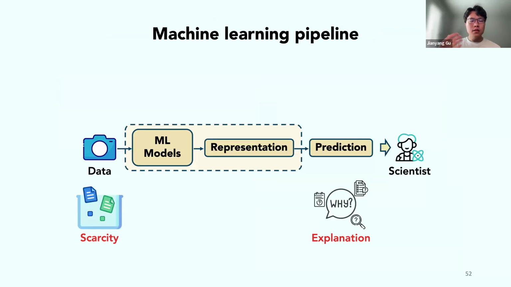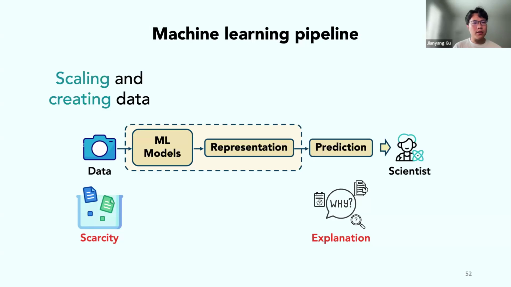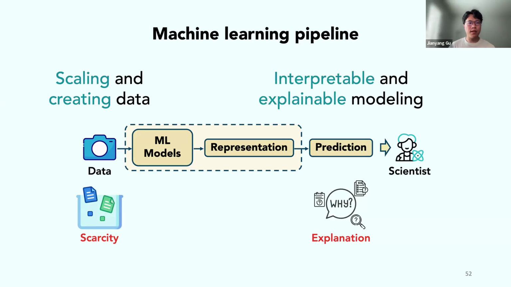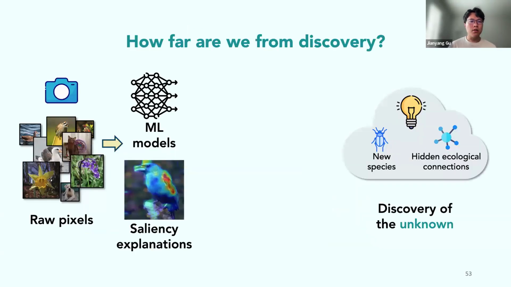Yeah, so again, let's do a quick summary. In this talk, we introduced how to scale and create data to solve the data scarcity problem. We also discussed a way to create more interpretable and explainable modeling. And the next step is really how to advance scientific discovery. Suppose we have acquired some better models, right? So the question is, how far are we from discovery?